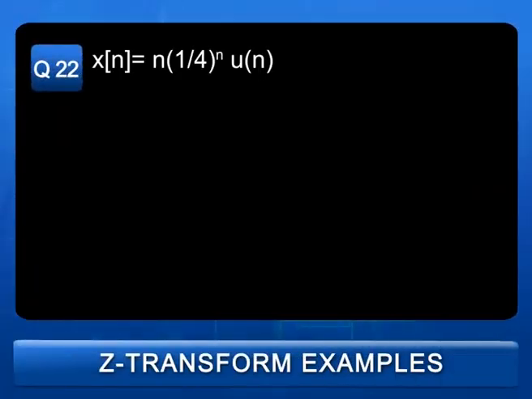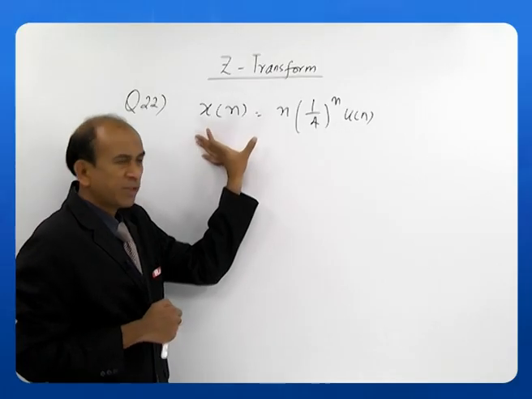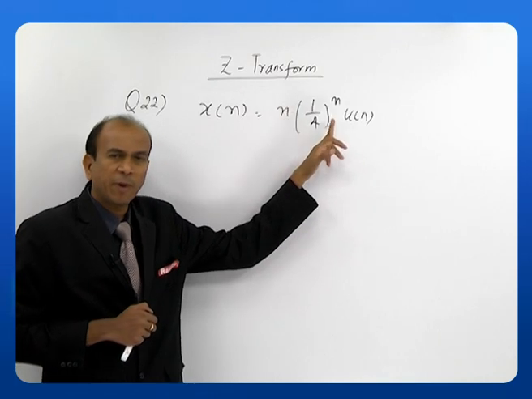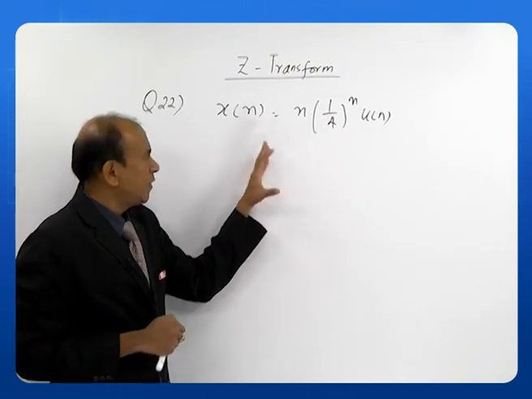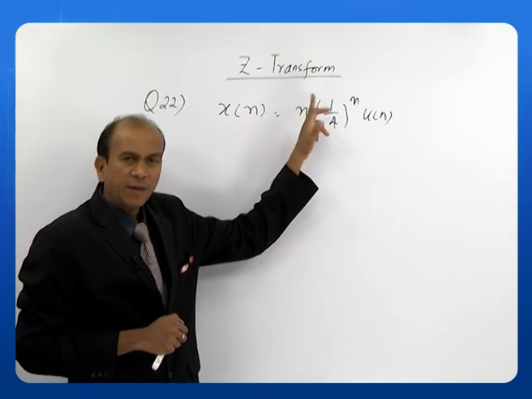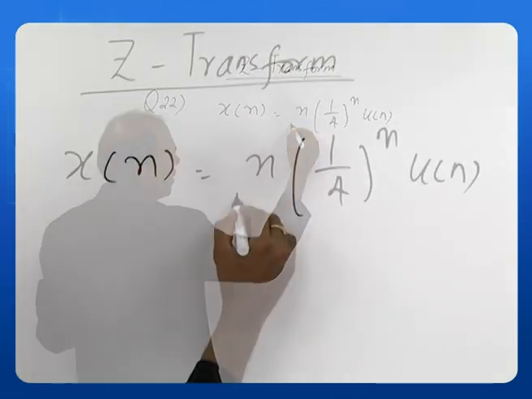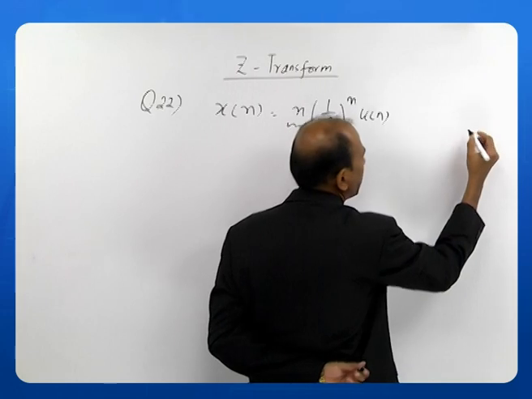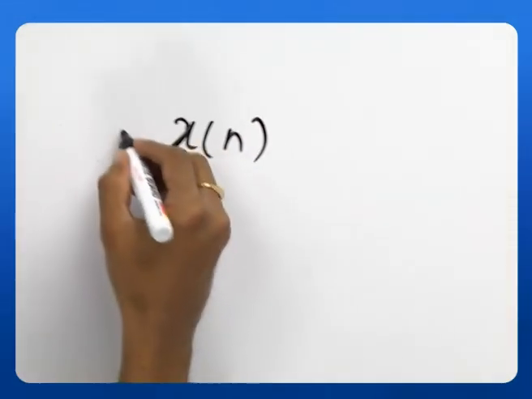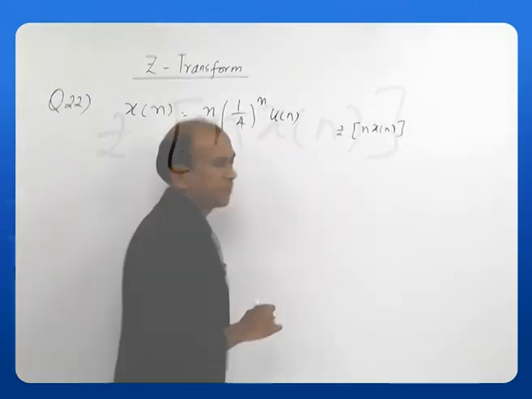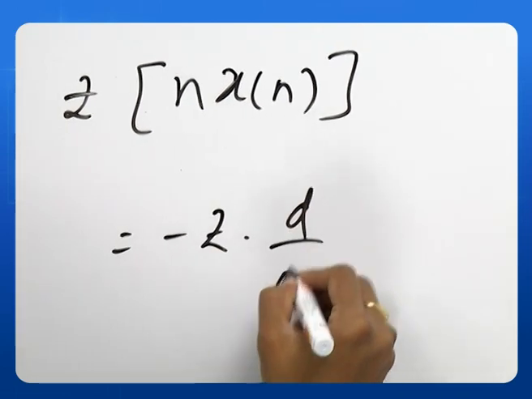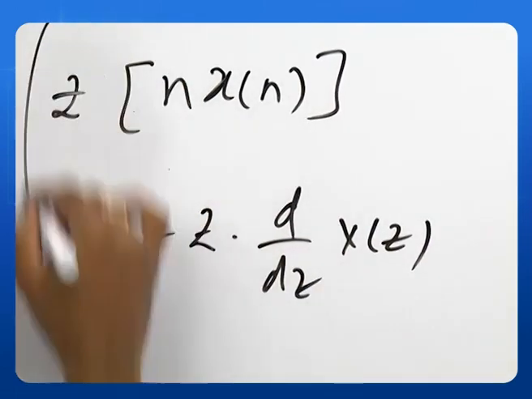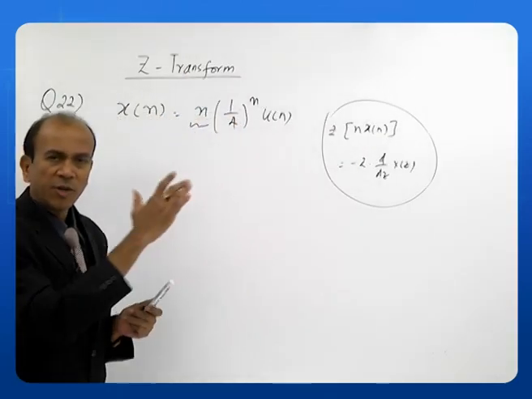The question is, x of n is equal to n of 1 by 4 to the power of n u of n. So this x of n is given. We have to find out x of z for this, that is, we have to find out the z transform. So when we look at this problem, we have to apply the differentiation property because of the presence of this n. When we said differentiation property, what is that? Differentiation property is applicable when I have an equation where x of n is multiplied by n, then it will be minus z d by dz of x of z. Okay, so this is nothing but our differentiation property which we will use in our case.